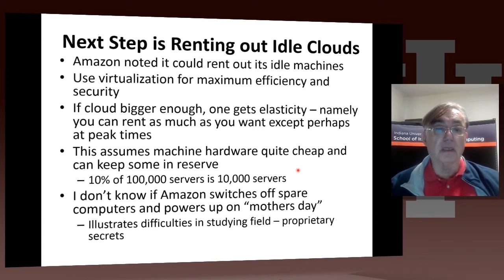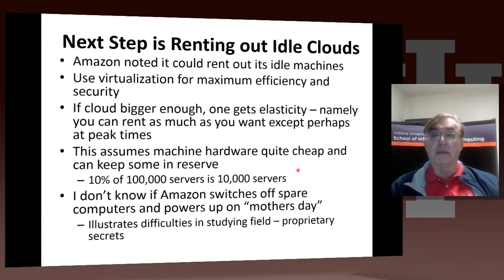So then Amazon noted it had idle machines, and it could rent those idle machines out, and it used virtualization for the maximum efficiency and security of this renting model. Then if they have enough machines, you get elasticity, namely they have enough spare machines which may actually be switched off when they're not being used. And you can rent as much as you want, except at peak times.